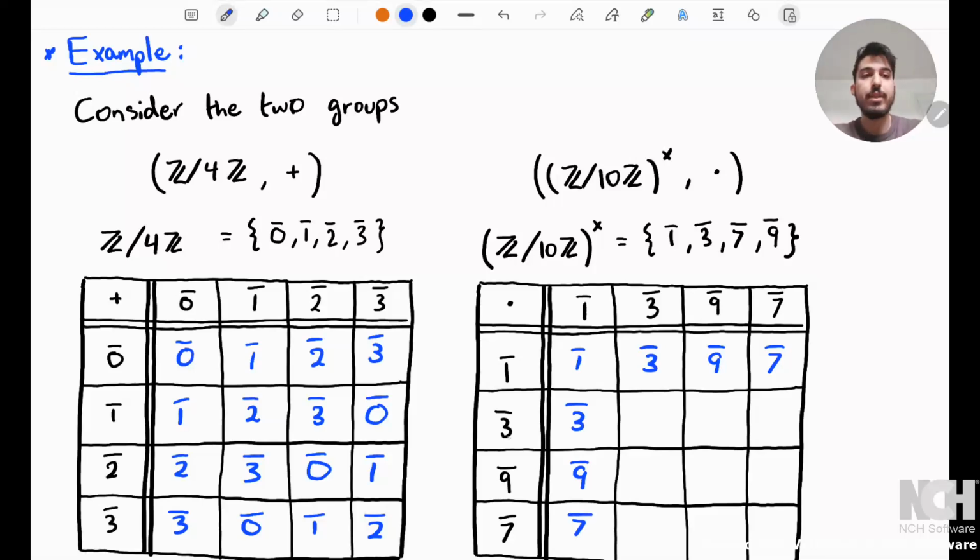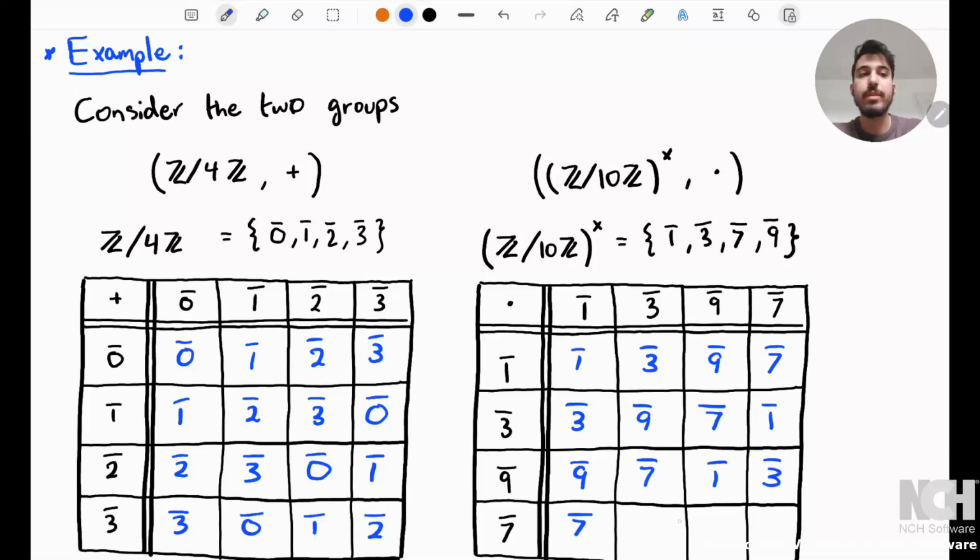About 3, we say 3 times 3 is 9. 3 times 9 is 27, which is 7, because 7 is the remainder when dividing 27 by 10. And 3 times 7 is 21. 9 times 3 is 27. 9 times 9 is 81. And 9 times 7 is 63.